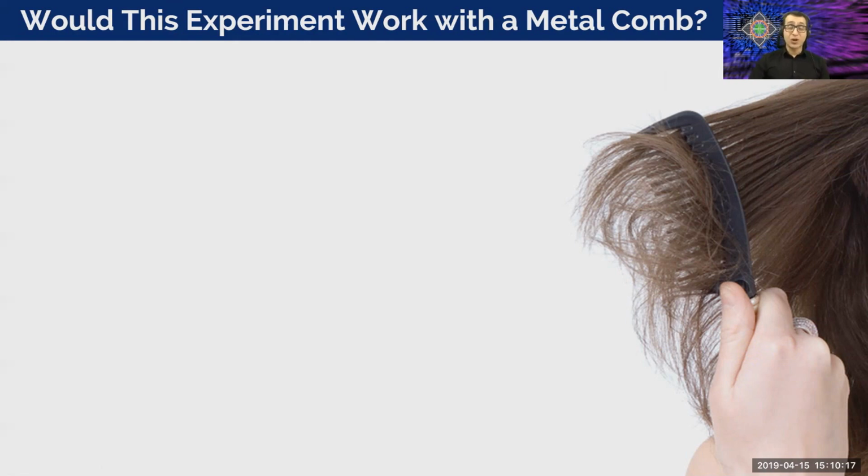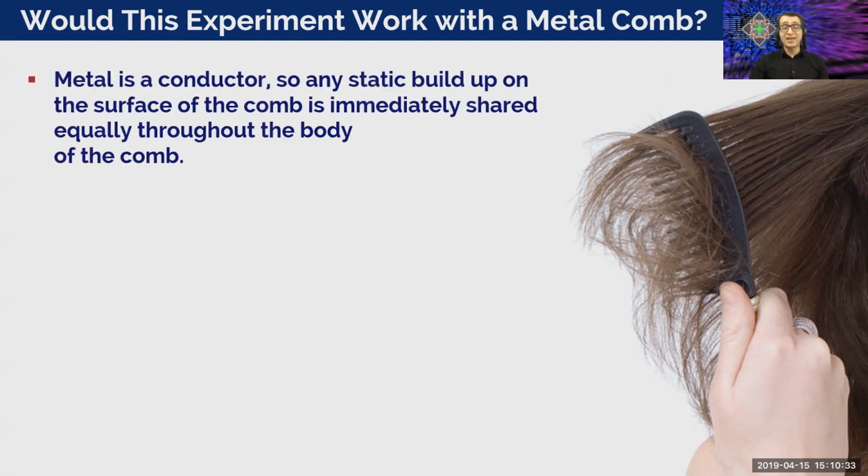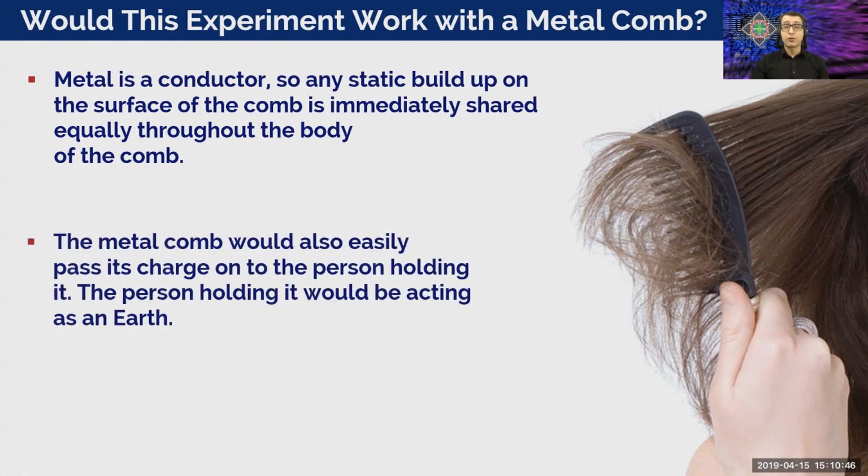The reason why this would not happen, again, static charges, charging by friction, as we saw in the previous examples, occurs when you have insulating objects rubbing against each other. If you have a metal comb, then this will not work. Metal is a conductor, and so any static buildup on the surface of the comb is immediately shared equally through the body of the comb. So the metal comb would also easily pass its charge onto the person holding it, and the person would be acting as an earth for that charge. So for these two reasons, metal objects cannot be charged by friction, although they can be charged by induction.